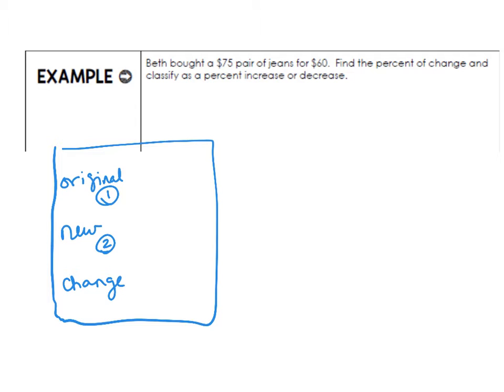Beth bought a $75 pair of jeans for $60. So they started out at $75. She bought it for $60. So our change is $15. 75 minus 60 is 15. So I'm going to start with that.